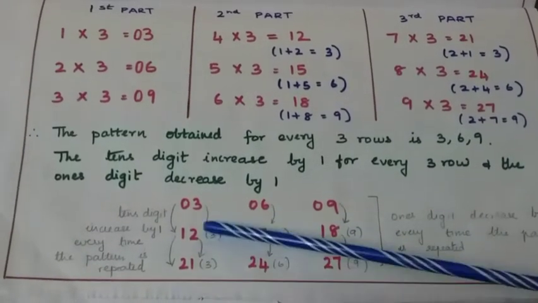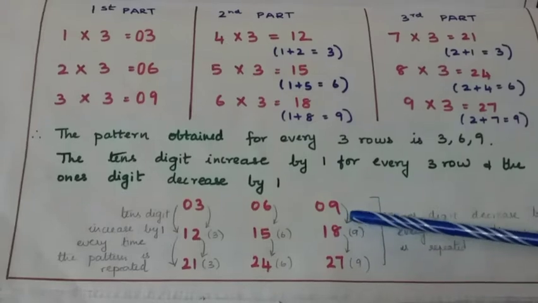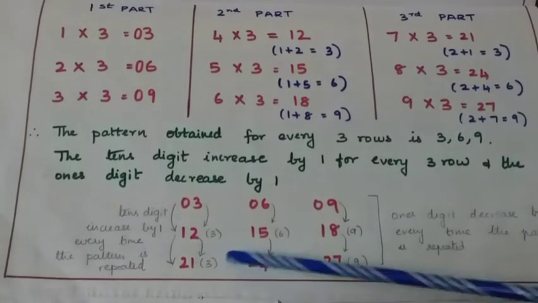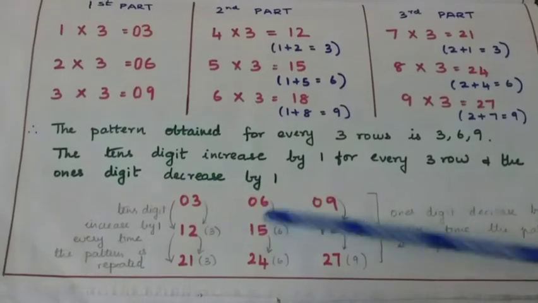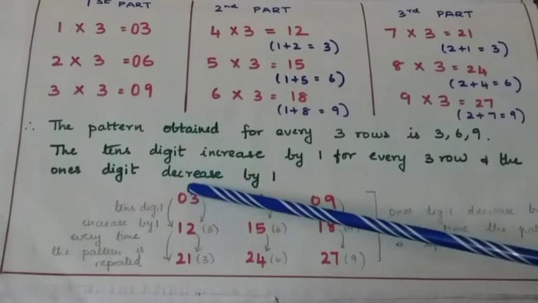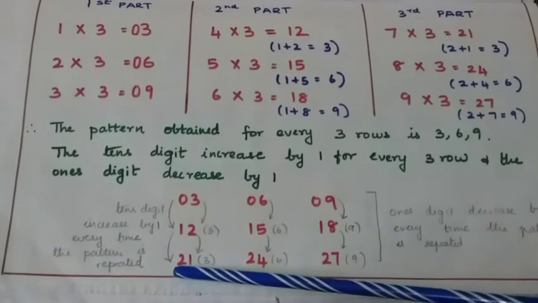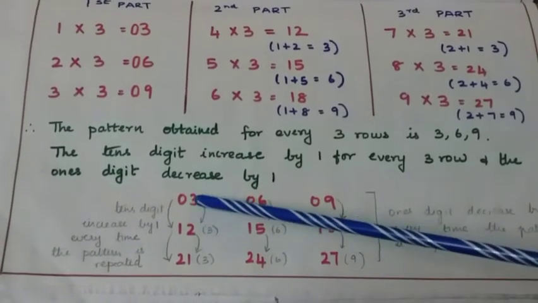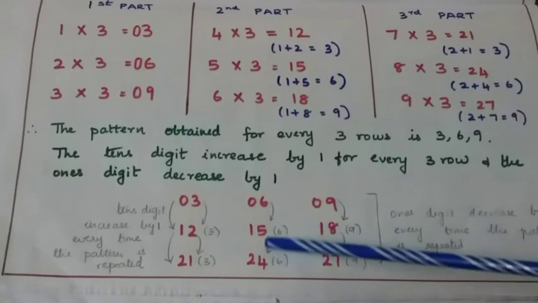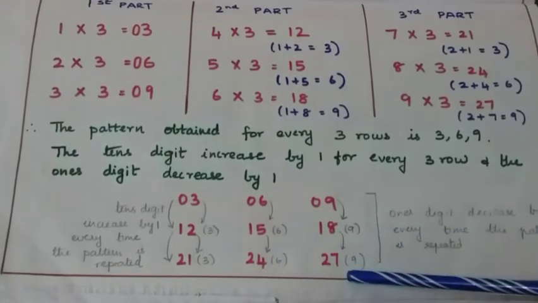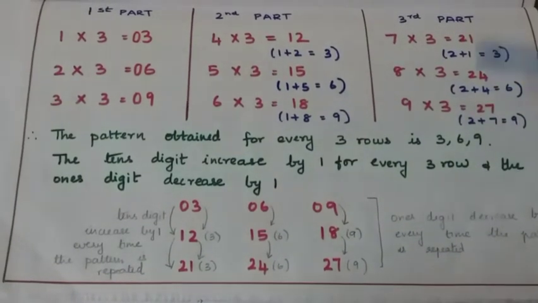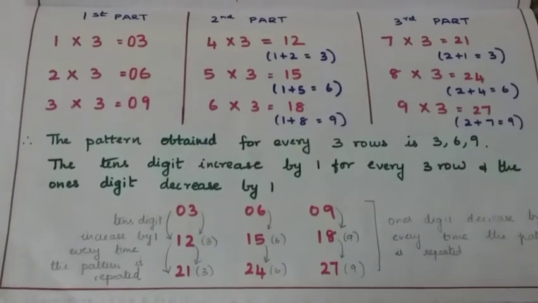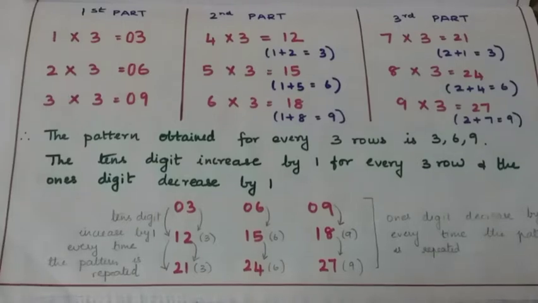So if you see here, this is the first part of table 3 and this is the second part and this is the third part. Every time the pattern 369 is repeated, the tens digit is increased by 1, and if you observe the ones digit, it is being decreased by 1. 321 here, and it is 654 here, and it is 987 here. So these are the observations that need to be noticed before you could make your child memorize table 3.